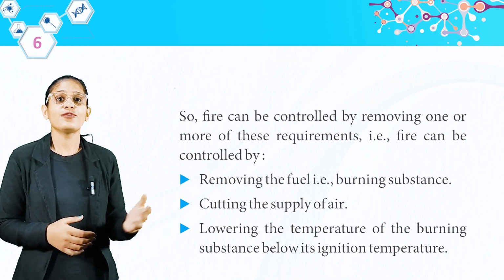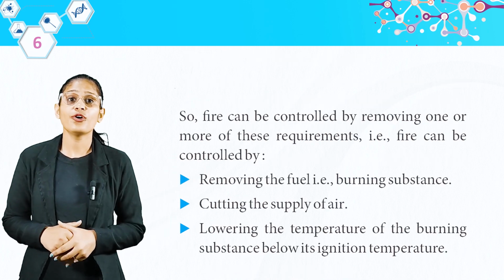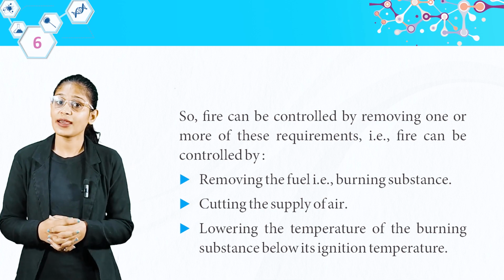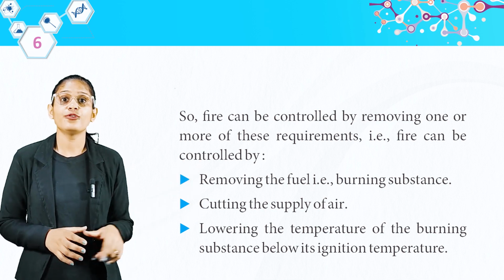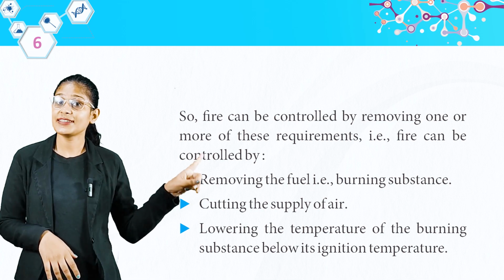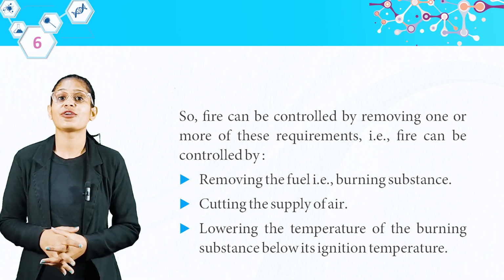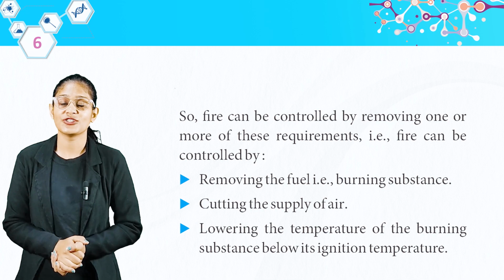So look here. Fire can be controlled by removing one or more of these requirements. That means fire can be controlled by removing the fuel, that means the burning substance, cutting the supply of air, and lowering the temperature of the burning substance below its ignition temperature.